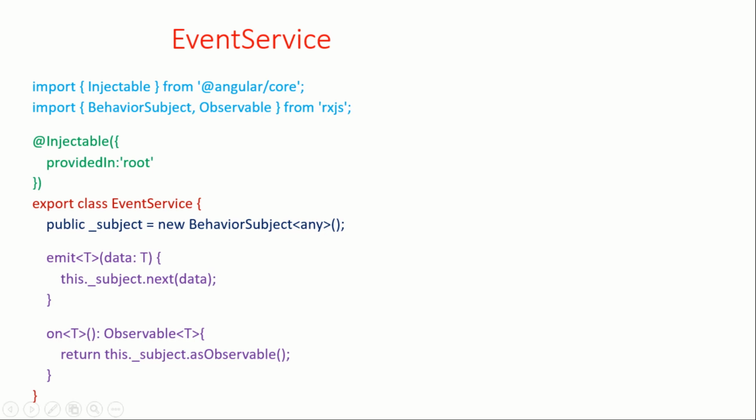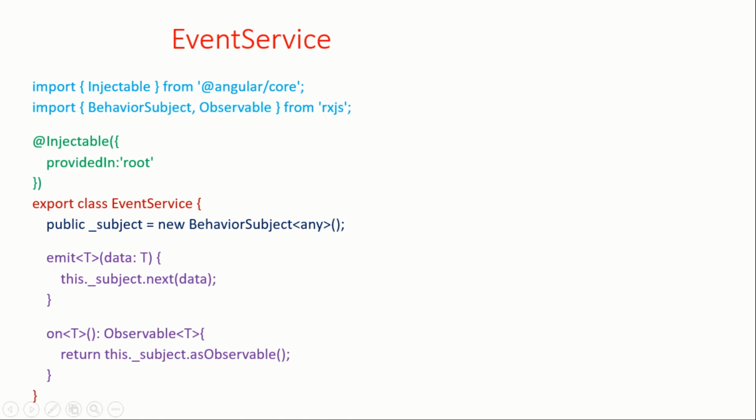In this event service I have created two methods: one for emission, emit, and another one, on. In the emit method I am doing this dot subject, where subject is an object of behavior subject. I have created one instance and I am calling this dot subject dot next, passing data. The on method is basically doing subscribing. This is for subscribing and this is for emitting.